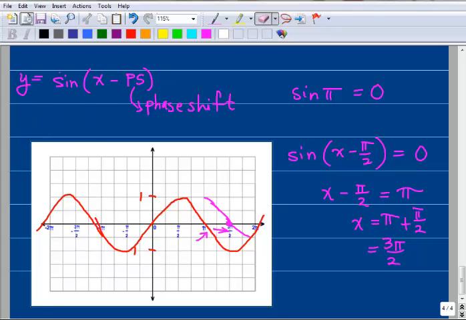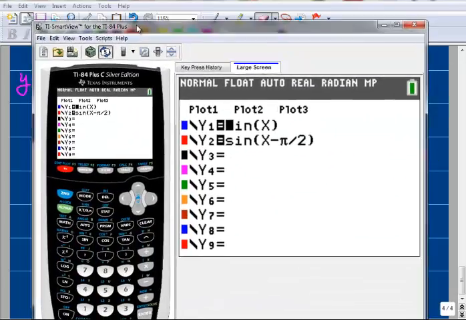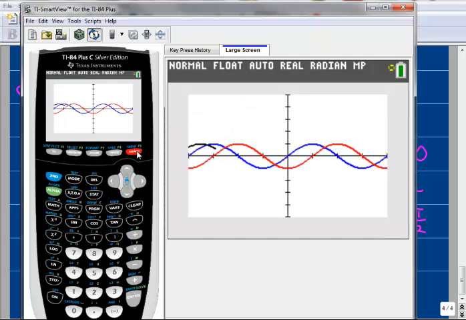If I share my calculator here one more time, let's look at just one more example to make that clear. Let's look at the sine of x plus pi over 4. My phase shift is going to be in the opposite direction of what I see in the equation, so in this case it'll be left pi over 4. I should see that the black graph, compared to the blue graph, is shifted left by pi over 4 units.